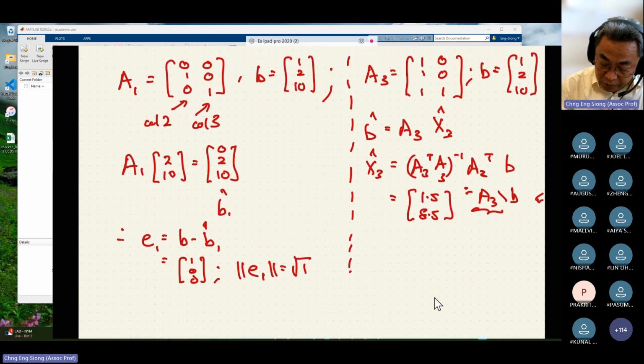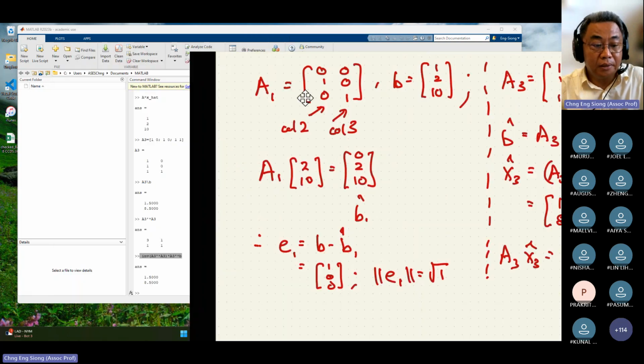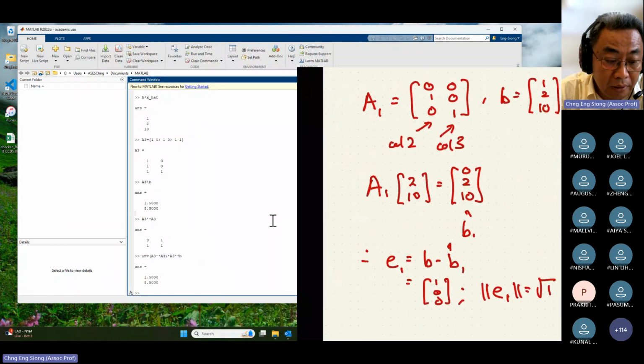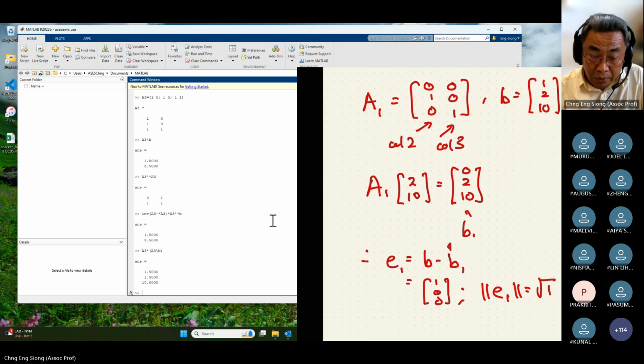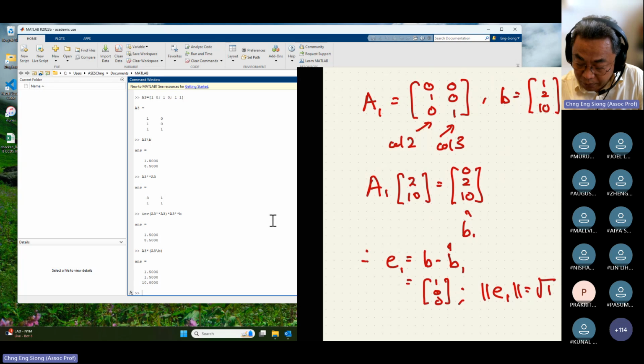So now I have to do A3 times X3 hat. And what do I get? A3 times A3 backslash B, I get 1.5, 1.5, 10. Therefore, E is equal to 1, 2, 10 minus 1.5, 1.5, 10, which is equal to 0.5, 0.5, 0.